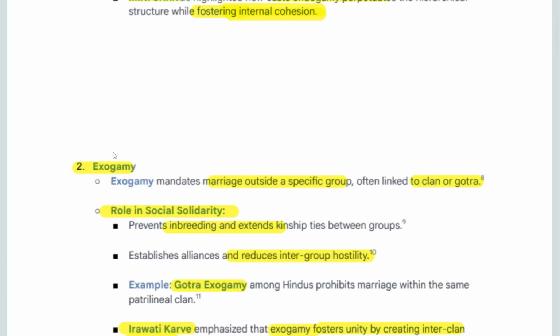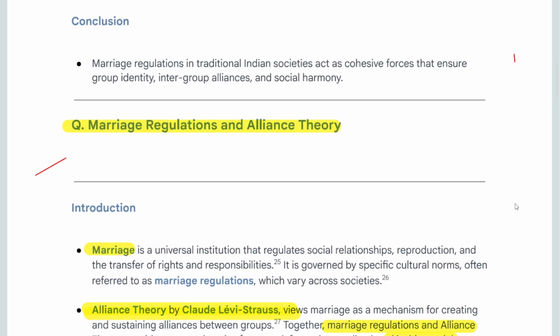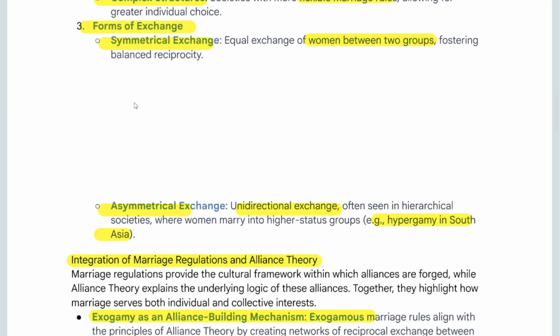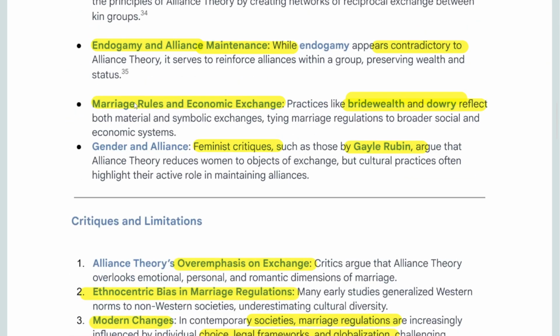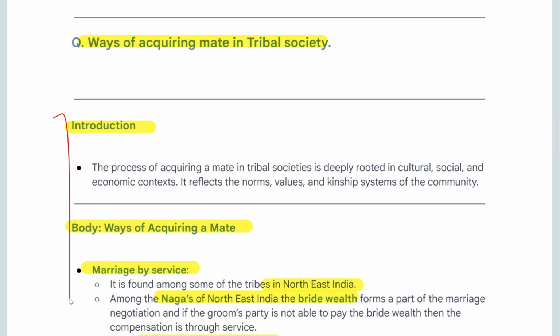Right. Then we linked those rules to alliance theory. Levi-Strauss helped us see marriage as this fundamental way groups build connections, not just individuals, driven, surprisingly, by the need to avoid incest and exchange partners. Exactly. Then we explored the amazing variety of ways people acquire mates in tribal or simpler societies: service, negotiation, exchange, probation, capture, intrusion, trial, elopement, each reflecting different values.